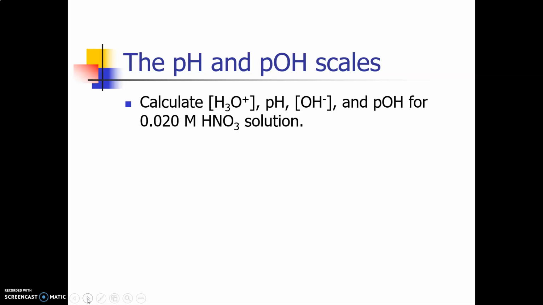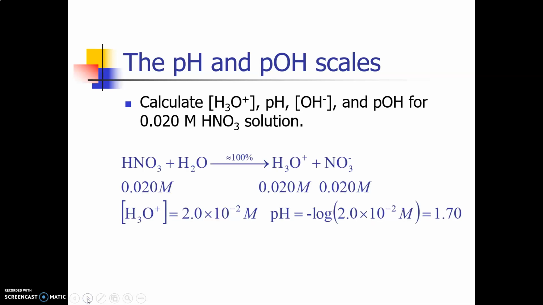Here is another question. Calculate the concentration of hydrogen, pH, concentration of hydroxyl, and the pOH for 0.02 molar of nitric acid. So is nitric acid strong or weak? Let's check. Nitric acid is a strong acid, so it will completely ionize. So the concentration of hydrogen will be the same as the concentration of its acid, because it's a strong acid. Okay?